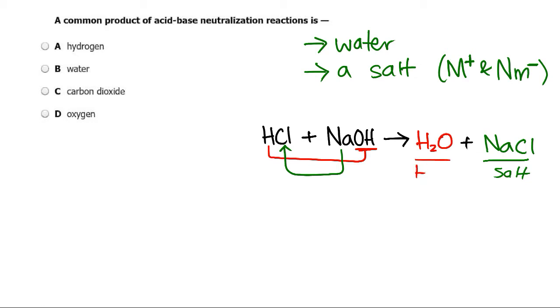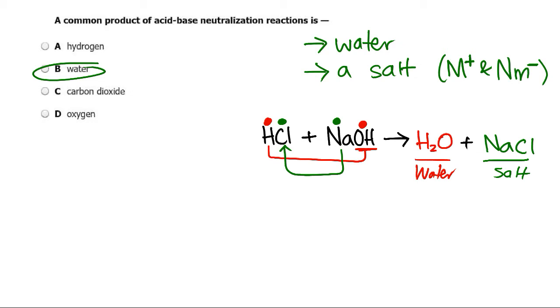H2O again. Your water will be composed of the acid hydrogen ion and the base hydroxide ion combining. And then your salt will be the metal cation in the base and the non-metal anion in the acid for a generic common acid-base reaction. There are many more complex ones that have different things going on, but this is what you need to understand. Water is a product because water is neutral. And salt would also be a product if it were asking that.